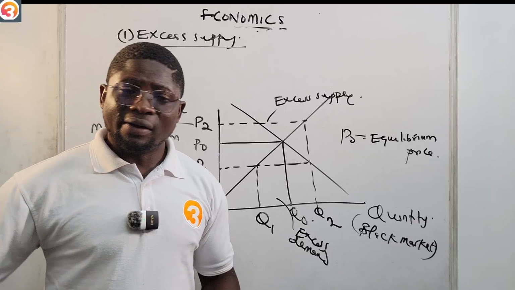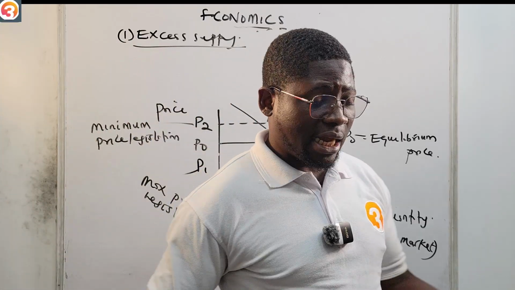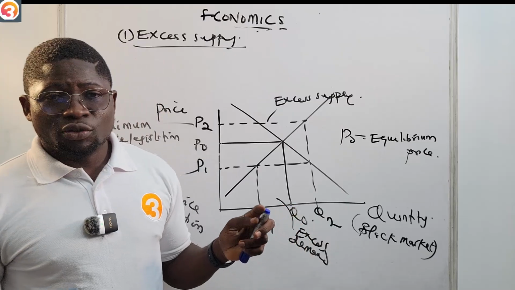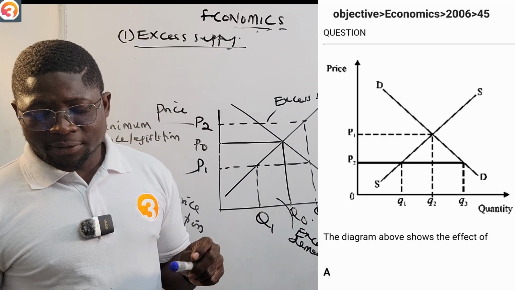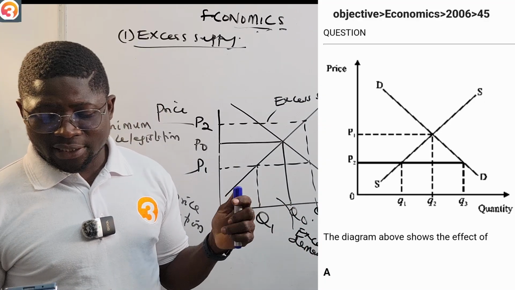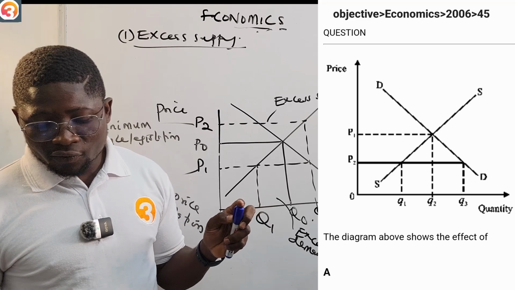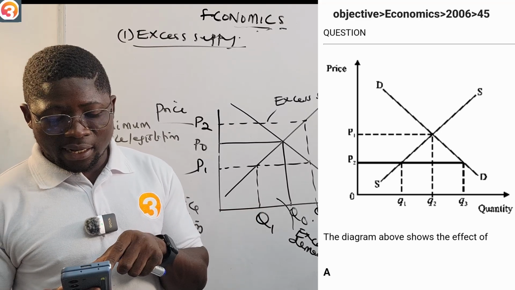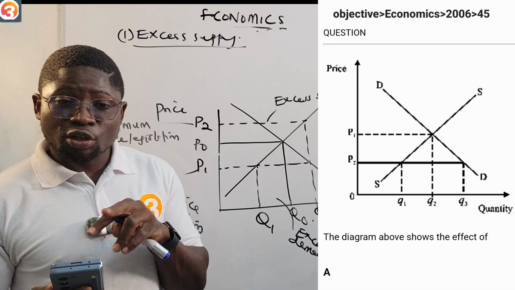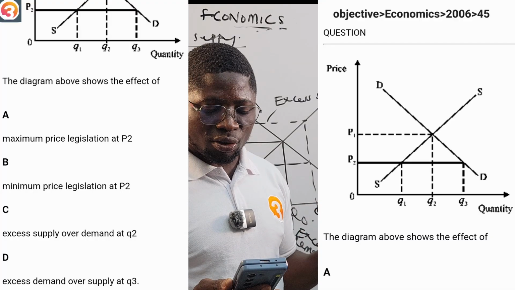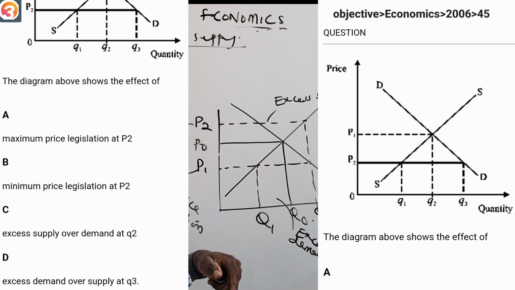Okay, so we have done with this. Let's quickly see some questions from this app. This is a 2006 question number 45 that we showed you at the beginning. You are seeing the graph. We're told that the diagram above shows the effect of what? Let's look through the options to see which one is correct. It says maximum price legislation at P2, which is obviously very correct.